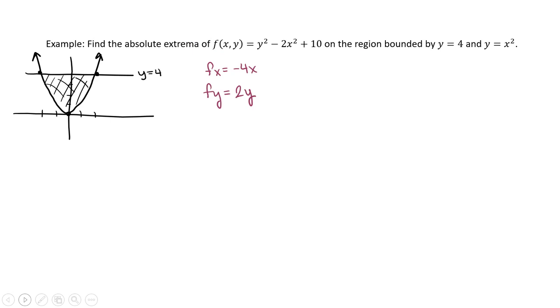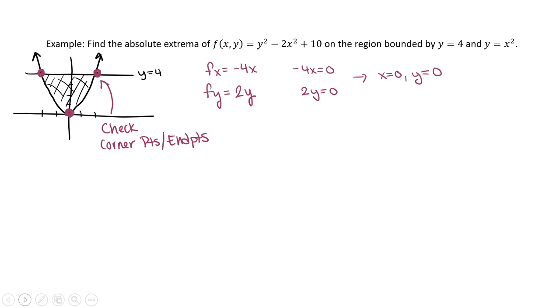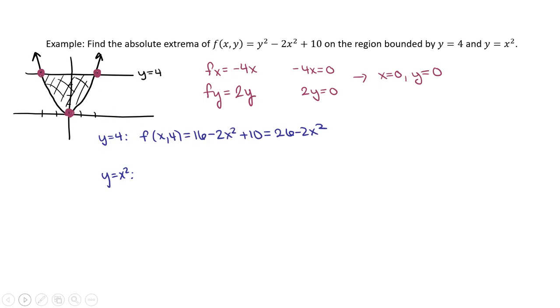So I found my partial with respect to x. It is negative 4x. Partial with respect to y is 2y. I'm going to set both of those partials equal to 0. I got x equals 0, y equals 0. So I have a critical point at 0, 0. Okay, and then I do have to check my corner points. So that would be the points I have on the screen. That looks like the points 2, 4, and negative 2, 4 are my corner points.